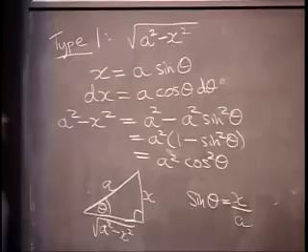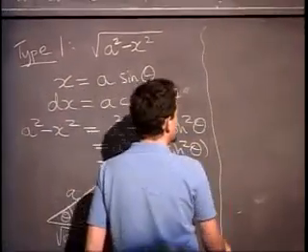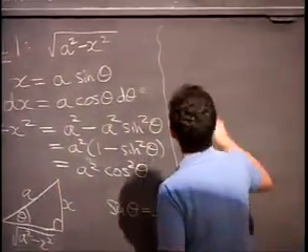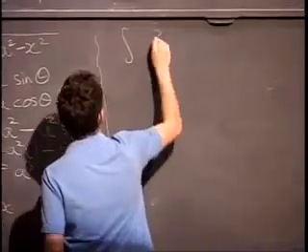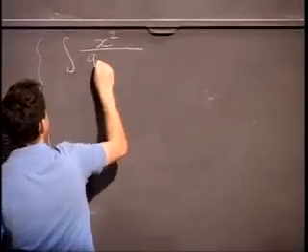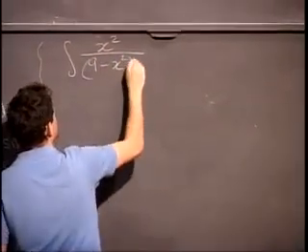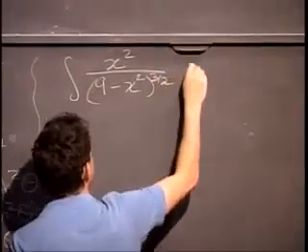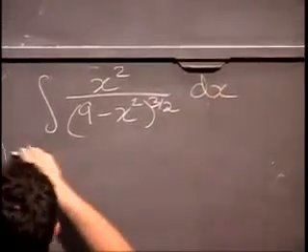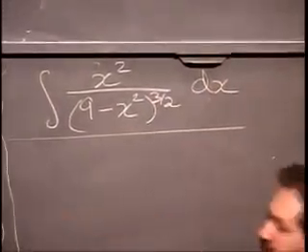So let me show you how it works in practice. What I'm going to do is solve this integral up here. It's the integral of x squared over 9 minus x squared to the 3 halves dx. And I'm going to follow this exact prescription.